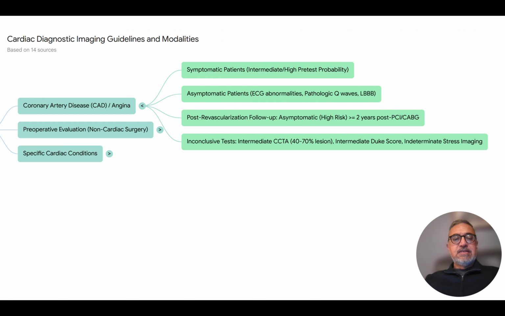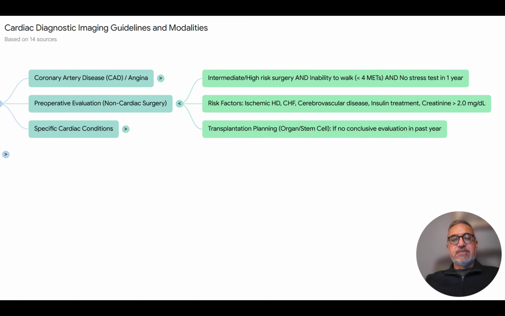For coronary disease, patients that have angina are categorized into symptomatic patients with intermediate or high test probability, asymptomatic patients with EKG abnormalities, pathological Q waves, left bundle branch block morphology, post-revascularization follow-up patients who are asymptomatic high risk but more than 2 years post-PCI or CABG, those with inconclusive tests like an indeterminate CTA, intermediate Duke score, or intermediate stress imaging. All of these should be considered for cardiac diagnostic imaging.